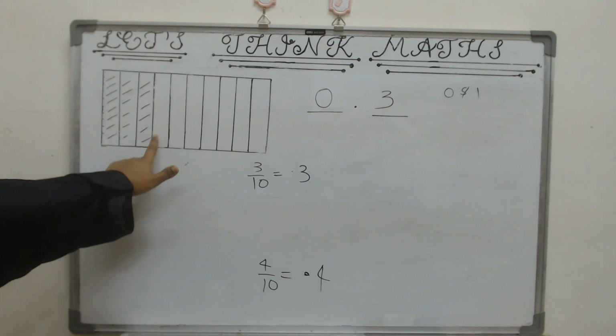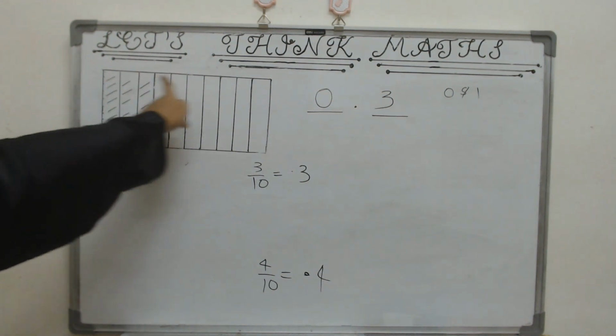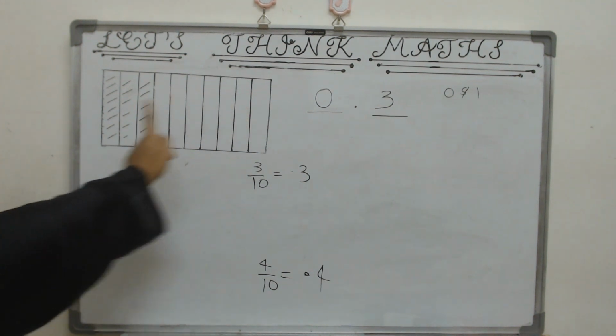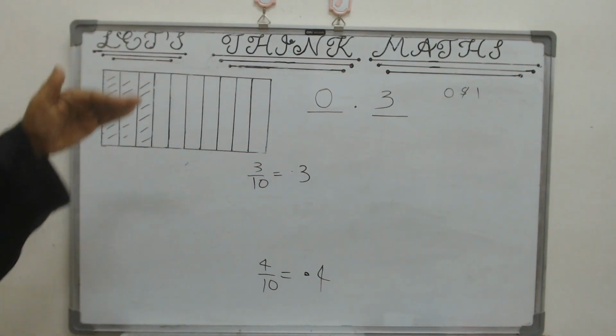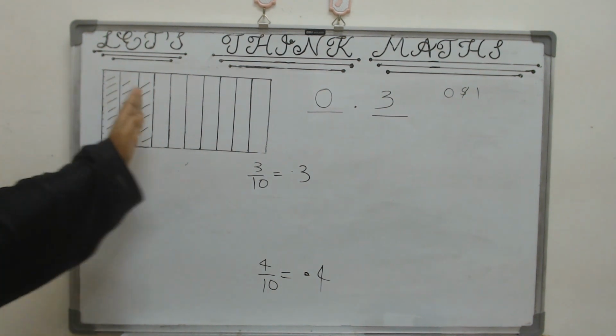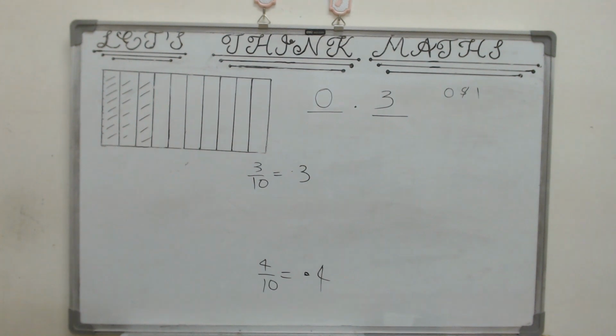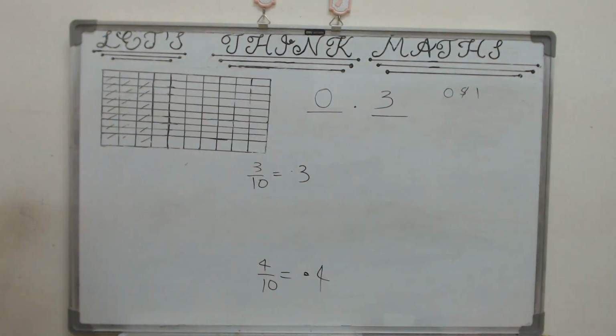1, 2, 3, 4, 5. But then when I cut, I cannot just cut here, right? I am going to cut like this. I am going to make 10 divisions again. So how many divisions are there? Here 10 divisions. Again 10 divisions. So totally the next round will be 100 divisions. Let us see how it looks.